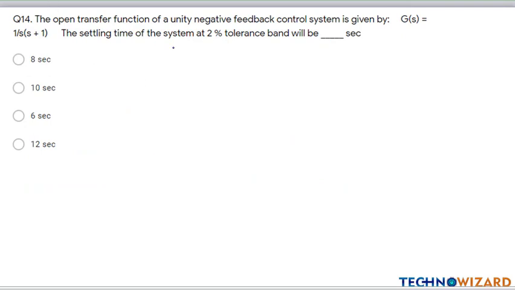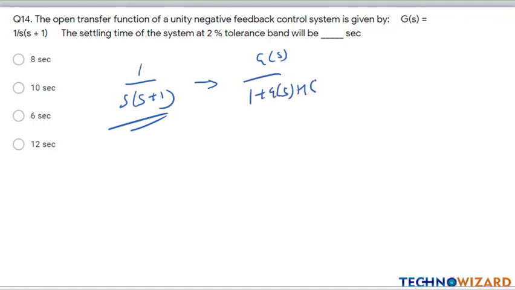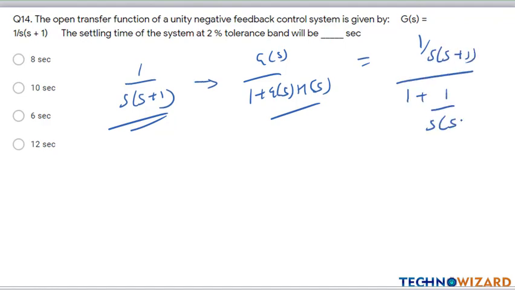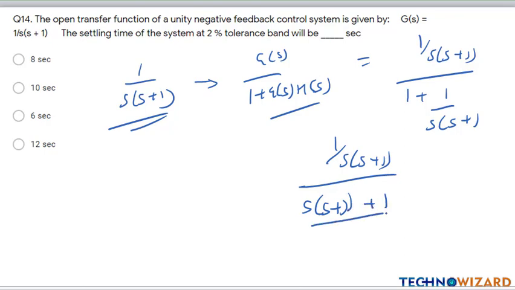Question number 14. This is a good question. G of s is given as 1 upon s into s plus 1. From here, first we find the transfer function. Transfer function is given as G of s upon 1 plus G of s H of s for a negative feedback system. Now 1 upon s into s plus 1 upon 1 plus 1 upon s into s plus 1. On calculating this, taking LCM here, we get 1 upon s into s plus 1 upon s into s plus 1 plus 1.